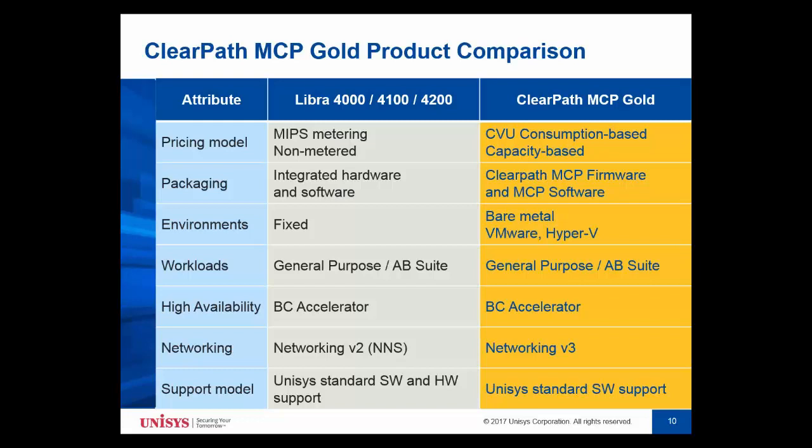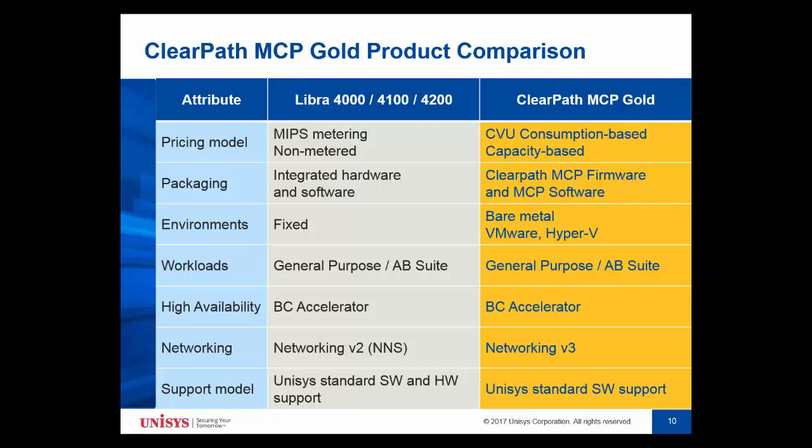So the packaging that we have for ClearPath Software Series, just as we had with Bronze and Silver, consists of ClearPath MCP firmware and MCP software. You can run it on bare metal or on a hypervisor of VMware or Hyper-V. The workloads that are available are general purpose and AB suite, and we have BC Accelerator available should you need it.